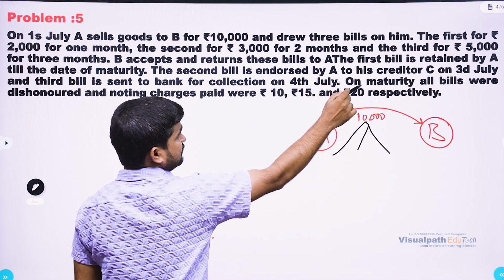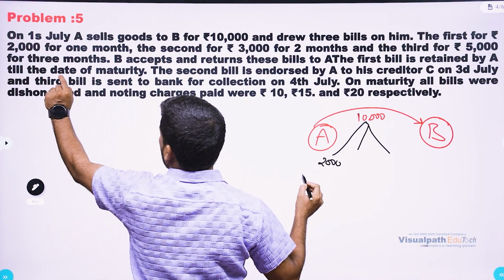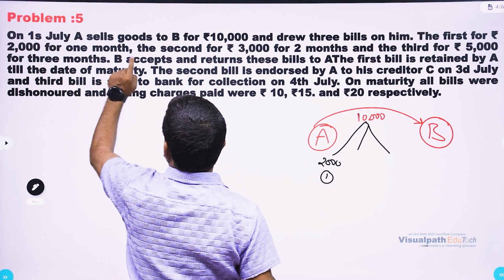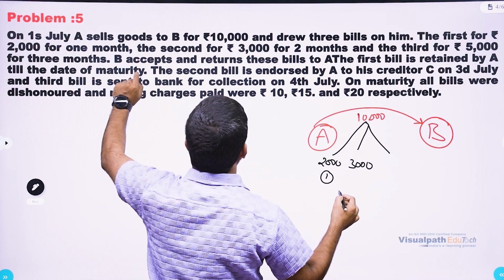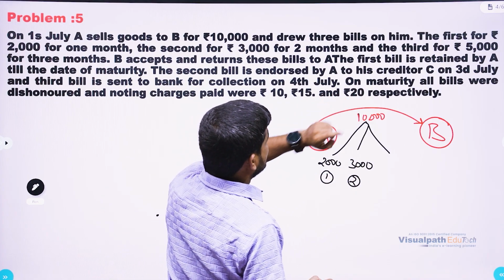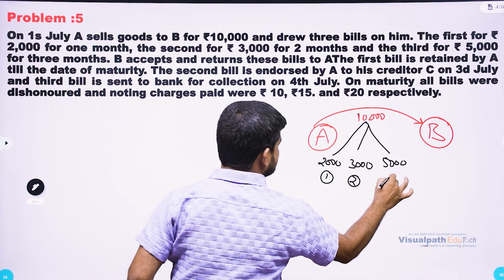The first bill is for 2,000 rupees, for a 1 month period. How much is the time period? 1 month. The second bill is for 3,000 rupees, for 2 months of maturity time period. And the third bill is for 5,000, which is for 3 months.